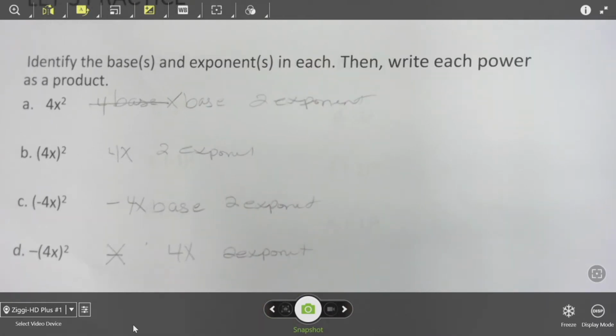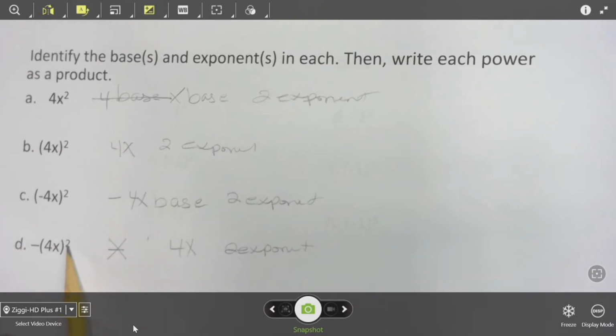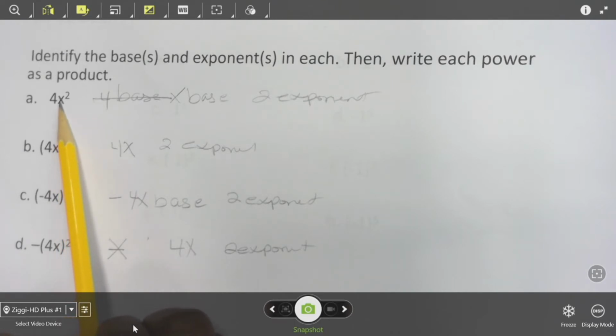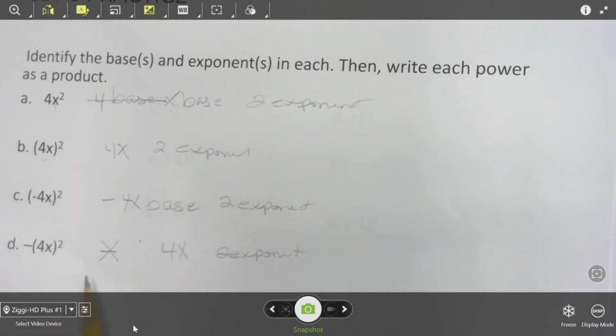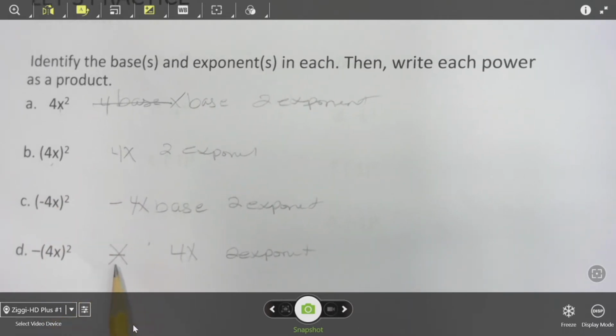Now, why is that the case? The digit next to the exponent is your base. The only thing in this particular problem that's being raised to the second power is x. The only thing here is 4x. Everything in the parenthesis is being raised to the second power. C, negative 4x is being raised to the second power. Everything in the parenthesis is being raised to the second power. In D, the negative sign is not inside the parenthesis, therefore it is not being raised to the second power.